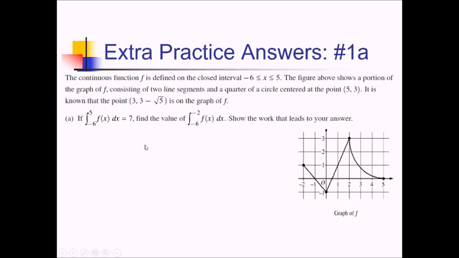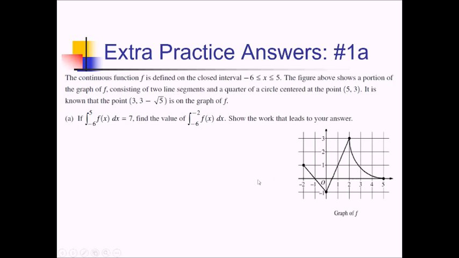The first part of this problem, they want to know if the integral from -6 to 5 of f of x is 7, what's the value of the integral from -6 to -2? Show the work that leads to your answer. All right, so what they're basically saying is the area under the curve from -6, which we can't see, all the way to 5, that whole stretch of area comes out to 7.